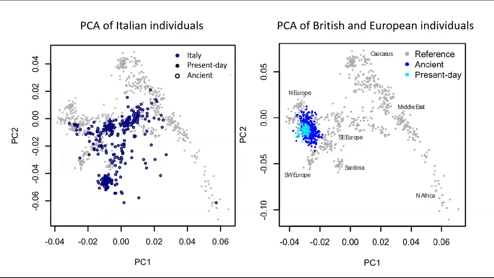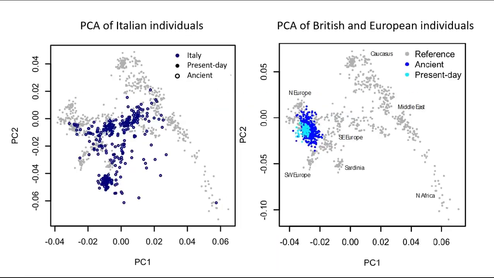Just for comparison, if we look in Italy, we can't do that. So, for example, here are present-day Italians, and here are ancient individuals from the same time period from Italy, and you can see there's much more variation in ancestry, and we can't really treat this as a single population. Much more migration around the Mediterranean.